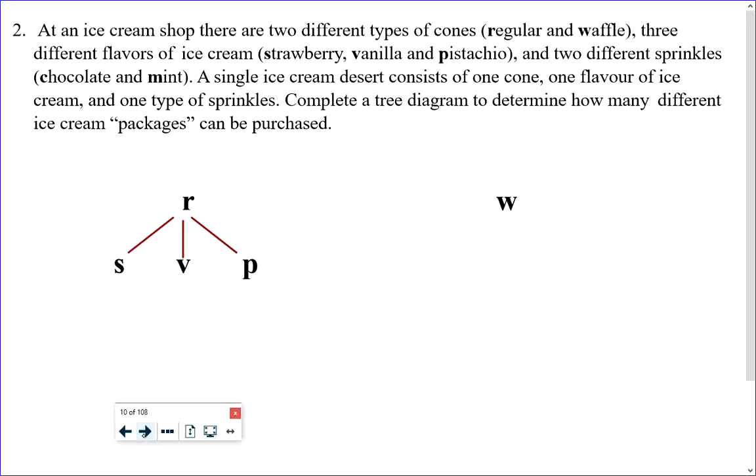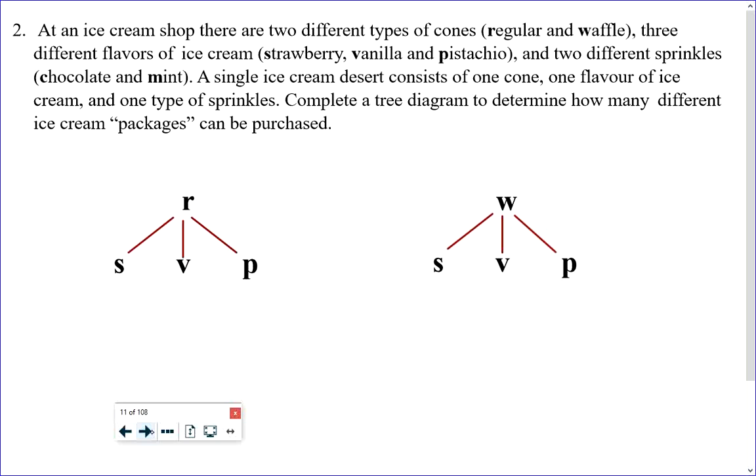But don't forget, you could choose a waffle cone instead. And if you chose a waffle cone, you have those 3 options there. And right now I want to impress on you the fact that there are 6 options staring you in the face. 6 options. Regular with strawberry, regular with vanilla, regular with pistachio, waffle strawberry, waffle vanilla, waffle pistachio.